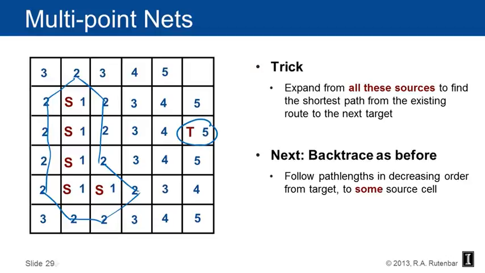We're going to take the 5 that we just labeled the target with, and we're going to find a 4, and then a 3, and then a 2, and then a 1. And we know that when we hit a 1, we have found a source cell. What's interesting is we don't know which source cell. We're going to find the most appropriate source cell, in this case, the closest source cell, which when expanded will find a path of length 5 to hit the target.